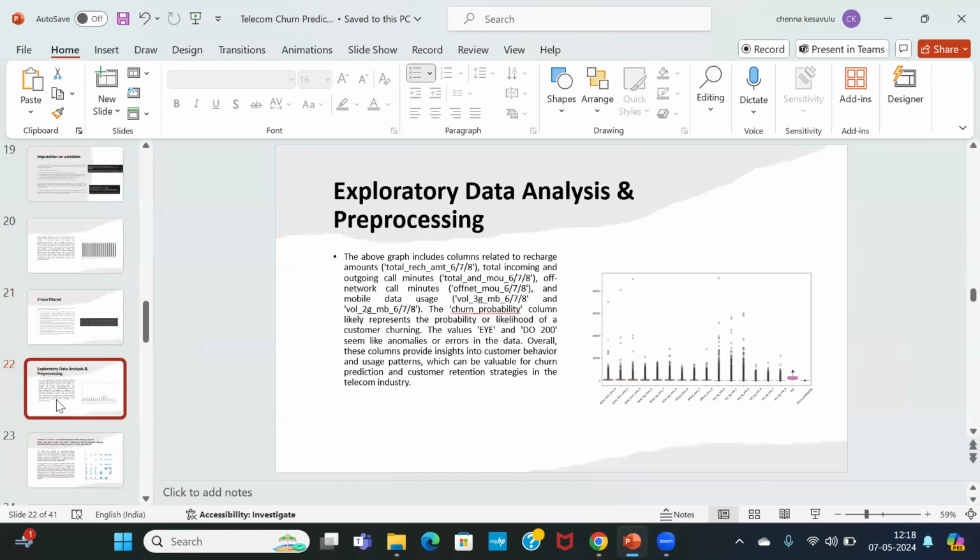Next slide. I'm going to explain about exploratory data analysis and pre-processing. The above graph includes data related to recharge amounts, total incoming and outgoing call minutes, off-network call minutes, and mobile data usage volume. The churn probability column likely represents the probability or likelihood of a customer churning. The values 1 and 200 seem like anomalies or errors in the data. Overall, these columns provide insights into customer behavior and usage patterns, which can be valuable for churn prediction and customer retention strategies in the telecom industry.